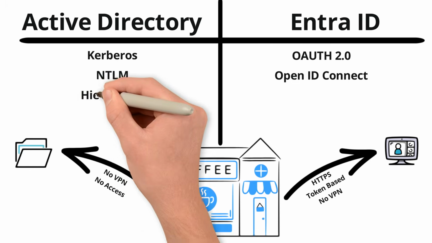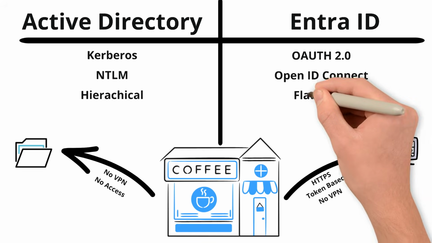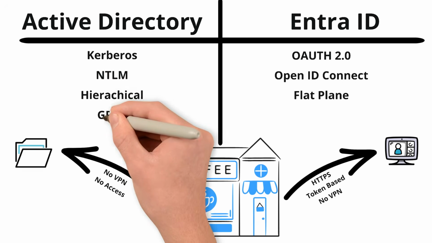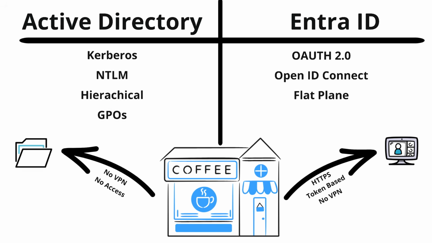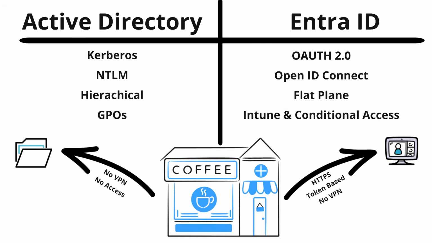Structure. AD is hierarchical. Domains, OUs, nested containers. Entra is flat. No OUs. You use security groups, Microsoft 365 groups, and administrative units instead. Don't try to recreate your OU structure in Entra. Different tool, different logic. Group policy. AD uses GPOs to push settings to machines. Entra uses Intune for device management and conditional access for access control. More granular, more scalable. Let's talk about conditional access, because this is where Entra ID's security model really separates itself.